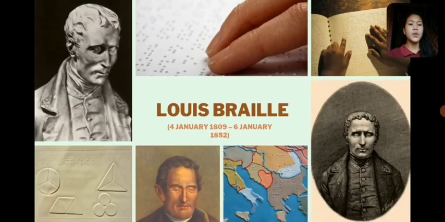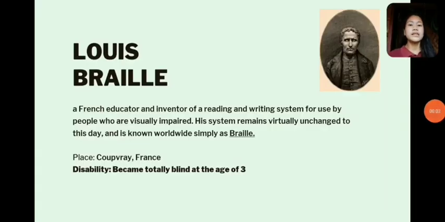First, we have Louis Braille. I guess his surname is already familiar to us, right? He was born on January 4, 1809 and died on January 6, 1852. Louis Braille was a French educator and inventor of a reading and writing system for use by people who are visually impaired. It is known as the Braille system.